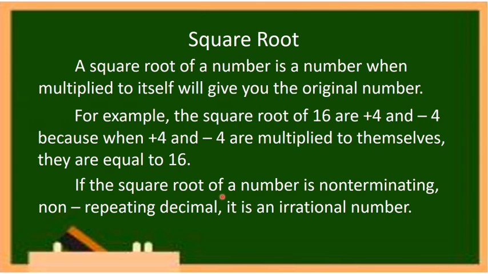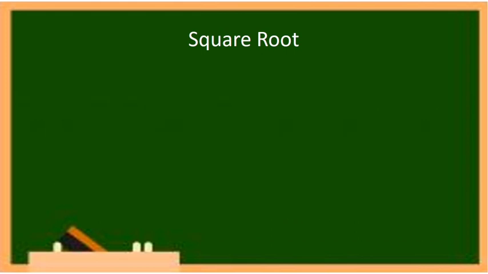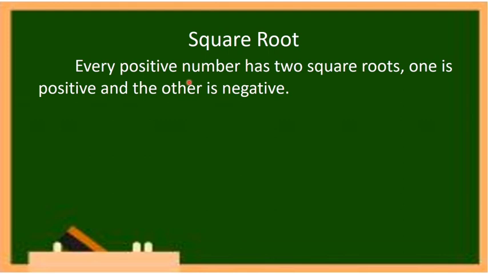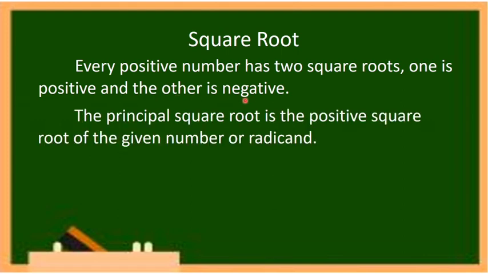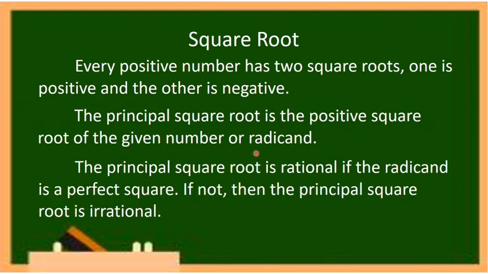So, if the square root of a number is a non-terminating, non-repeating decimal, it is an irrational number. And every positive number has two square roots. One is positive and the other is negative. And the principal square root is the positive square root of the given number or radicand. And the principal square root is rational if the radicand is a perfect square. If not, then the principal square root is irrational.